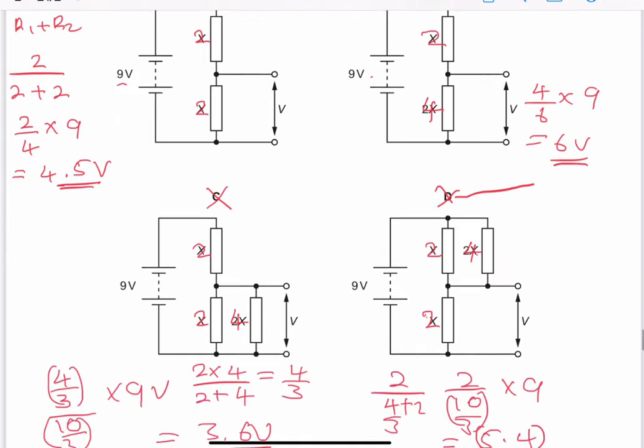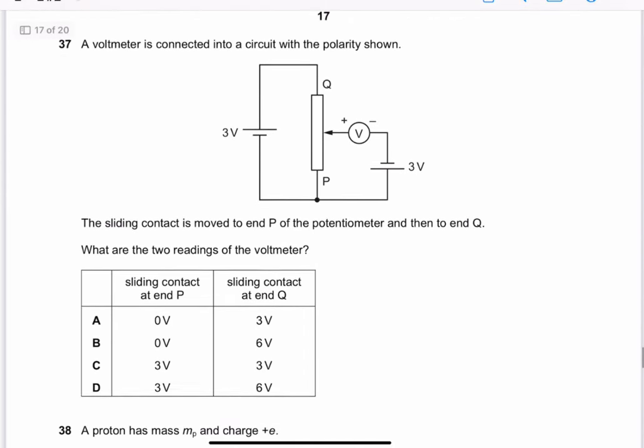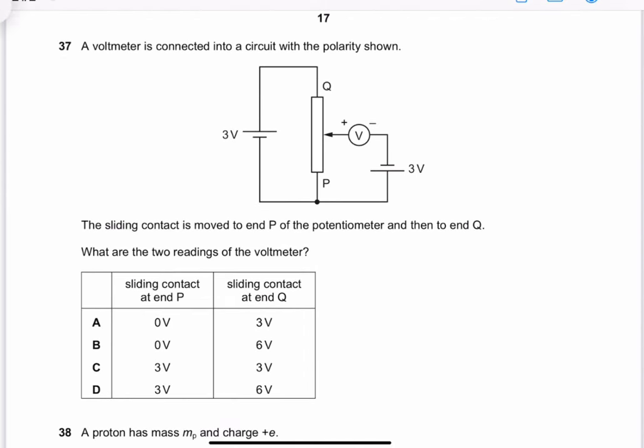Very important. Moving on to question 37, we're told that a voltmeter is connected into a circuit with the polarity that is shown. What are the two readings on the voltmeter when the sliding contact is at end P and when the sliding contact is at end Q? With potentiometers, it's very important for you to be able to understand what is happening in the circuit itself. Change the circuit and connect it in such a way that you can understand it.